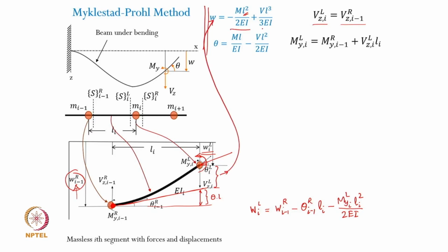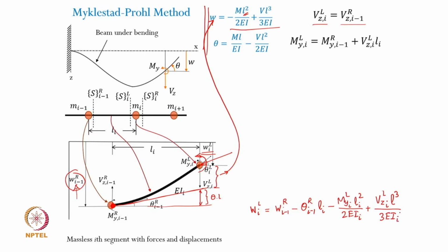Now I am basically rewriting this expression by using appropriate M and V values, okay. And then yes, of course, the shear force will try to reduce that deflection. So that is how I will write this as, yeah, plus Vz i into L cube by 3 EI.